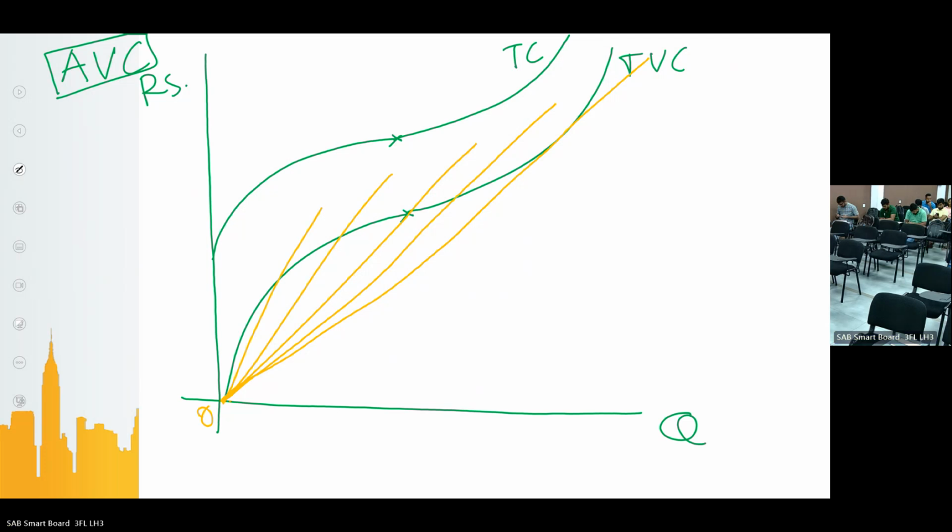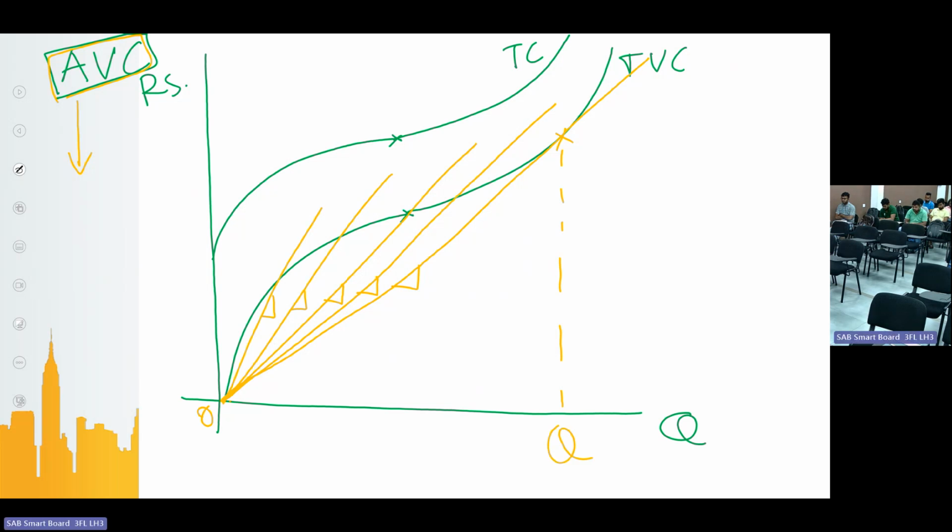What do you see? The slope is continuously decreasing. The slope value measures AVC. The slope is decreasing, so AVC is also decreasing. But only up to this point, only up to this level of output.